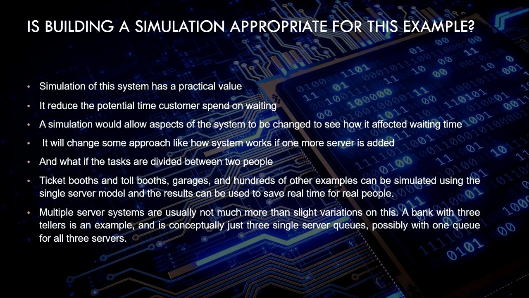Ticket booths and toll booths, garages. Then hundreds of other examples can be simulated using the single server model, and the results can be used to save real time for real people. Multiple server systems are usually not much more than a slight variation on this, but a bank with three tellers is an example and is conceptually just three single server queues, and possibly even one queue for all three servers.